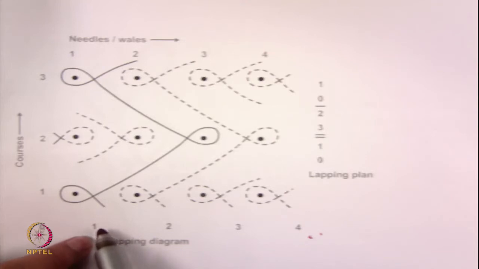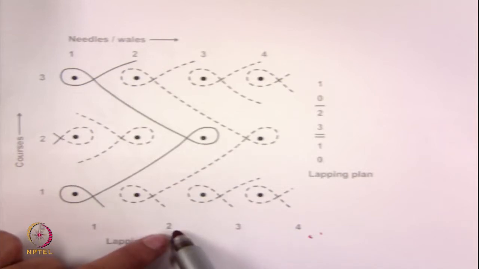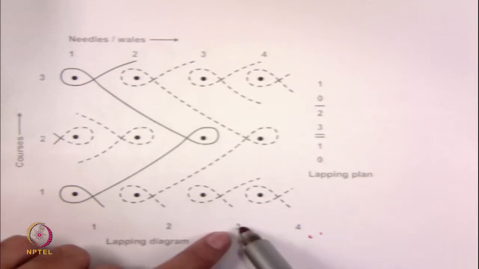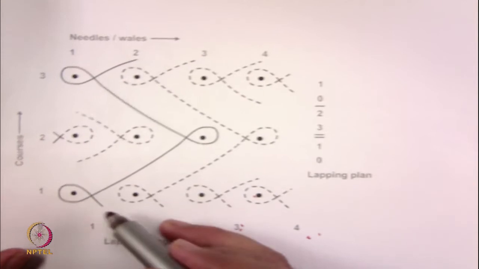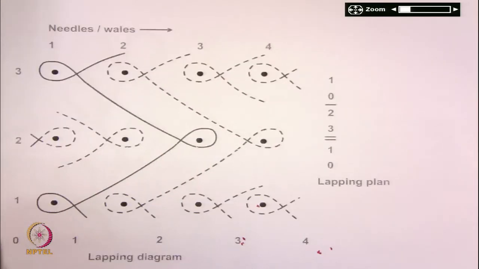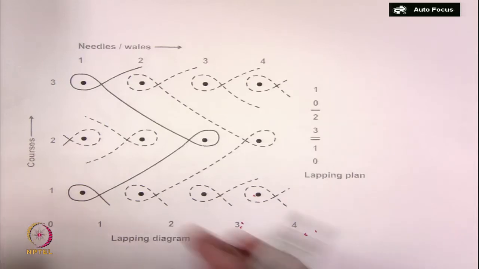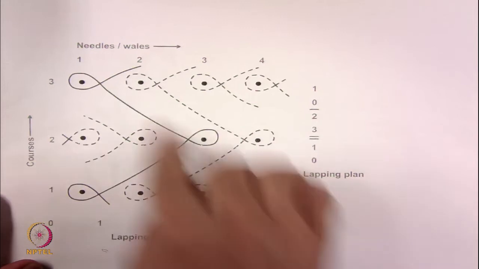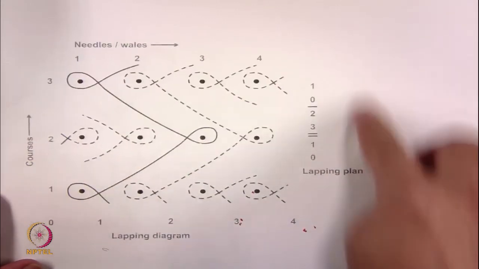Second position is the first position, which is between these 2 needles. After that, the third position of the guide is the second, which is between these 2 needles. After that, the third position, which is between these 2 needles. So once this is done, and if the lapping diagram is known to you, how the guide is moving, then you can express this lapping diagram in terms of some numbers, which is the lapping plan.